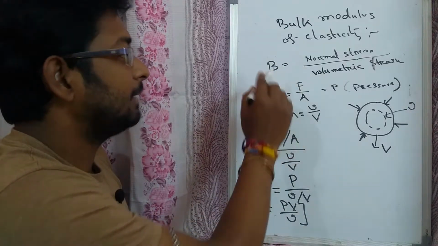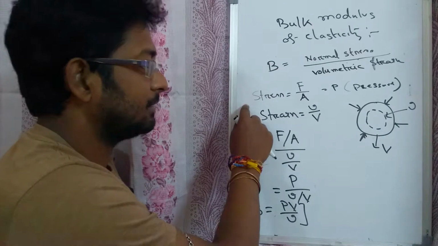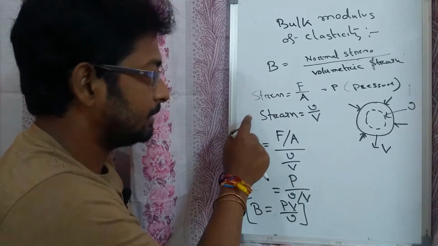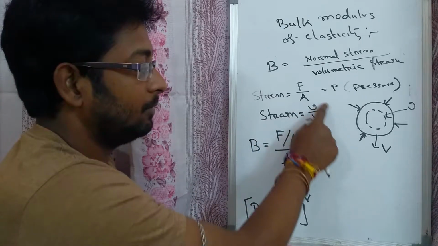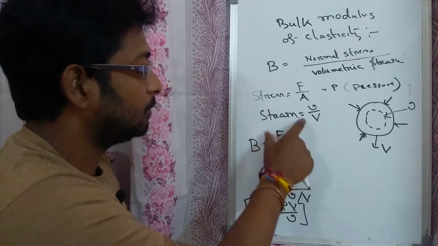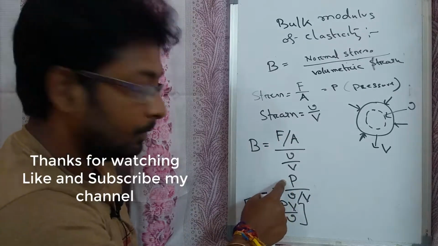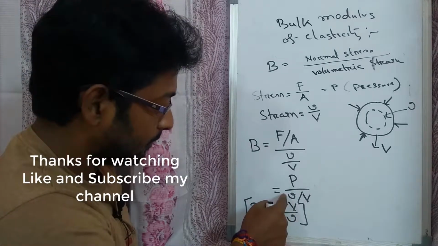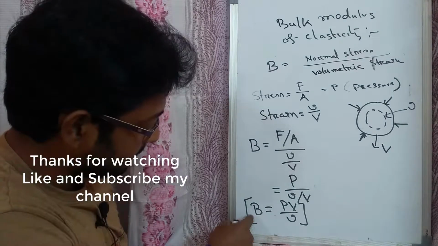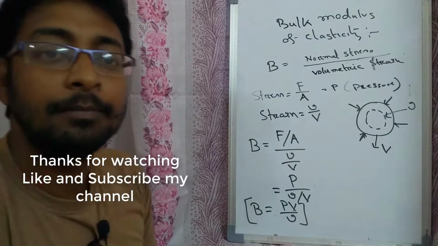Again I am repeating that bulk modulus is the normal stress by the volumetric strain. Stress is force per area, and we can also say this is the pressure. Strain is the change in volume by the original volume. Now what is B? I can just put all these values in this formula. F by A equals P, and this is small v by capital V. Just reshuffling all this, B equals P V by small v. So this is the formula for my bulk modulus.